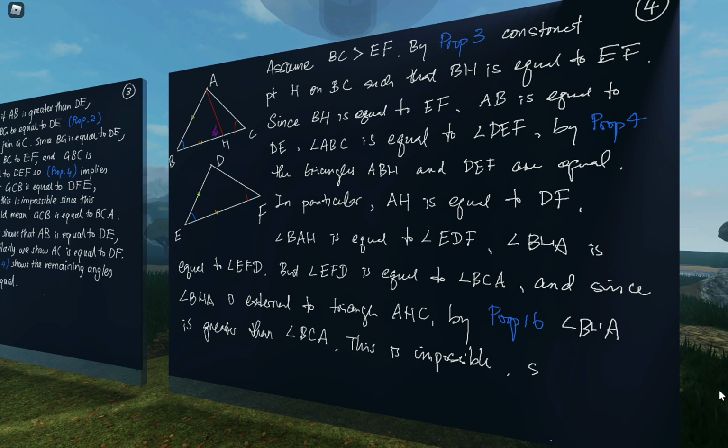So BC is greater than EF, which is the assumption that we started with, being false. So if that's false, then BC and EF must be equal. So this case follows from case 1. Cool.